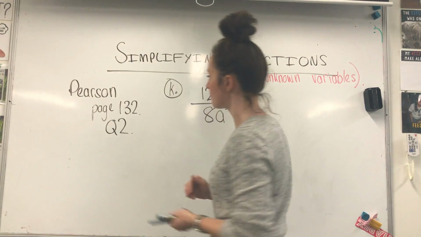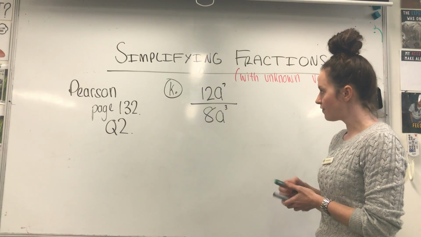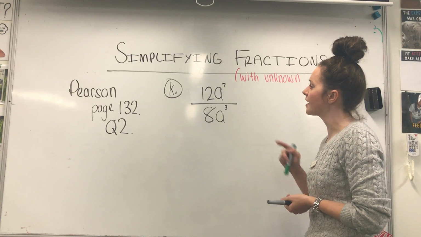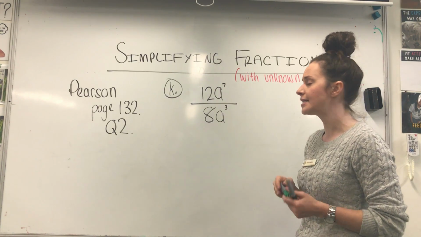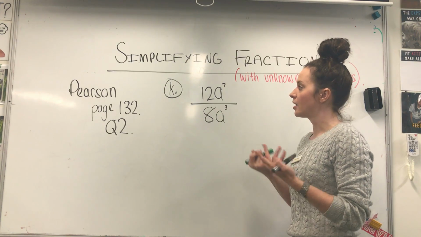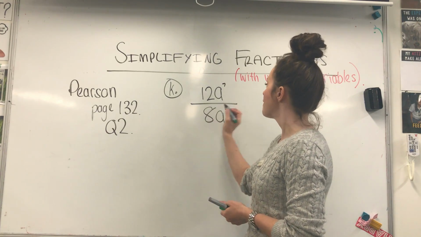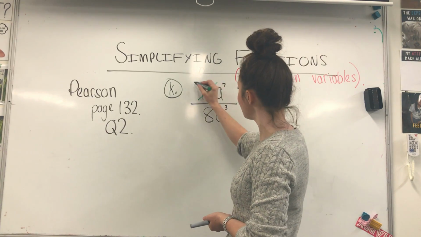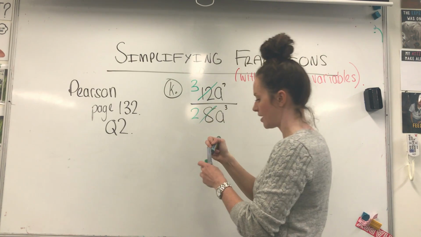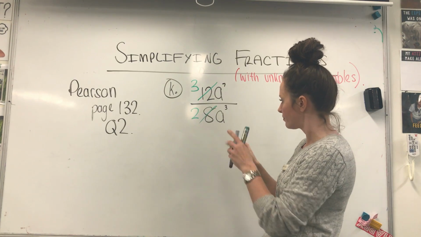Okay, so we're still on Pearson Page 132, question 2. And what we're going to do firstly is simplify my coefficients. So I have to think, all right, well, what is the highest common factor that goes into 12 that also goes into 8? And the answer to that one is 4. Okay, so how many 4s go into 12? And that would be 3. And how many 4s go into 8? And that's 2.